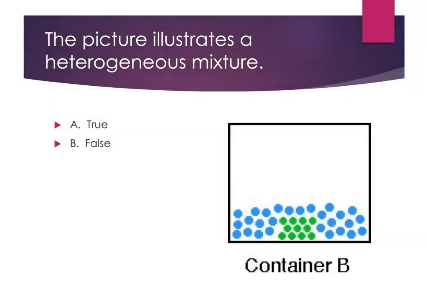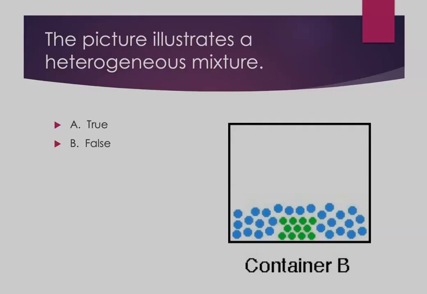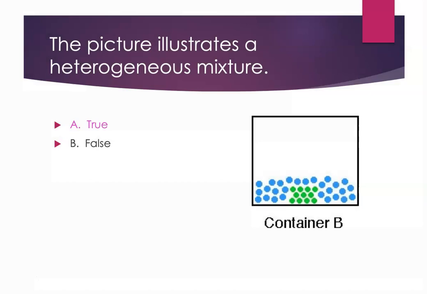Let's see. The picture illustrates a heterogeneous mixture. True or false? So I see blue dots and I see green dots, so it's a mixture, yes. Is it a heterogeneous mixture? Well, I see a big green cluster in the middle surrounded by blue. So I'm going to go with yes. This is a heterogeneous mixture. Sounds good, and that's true.